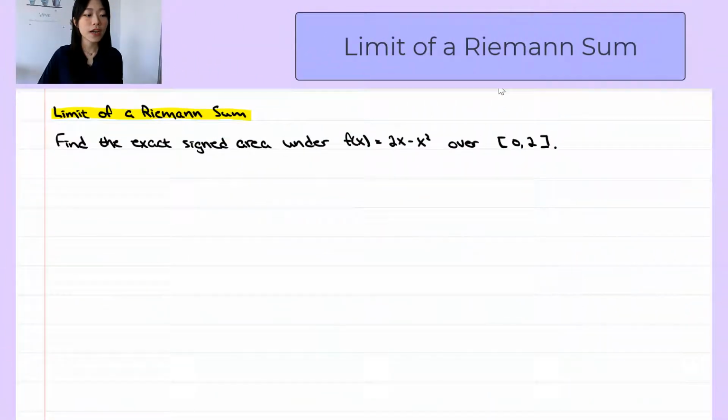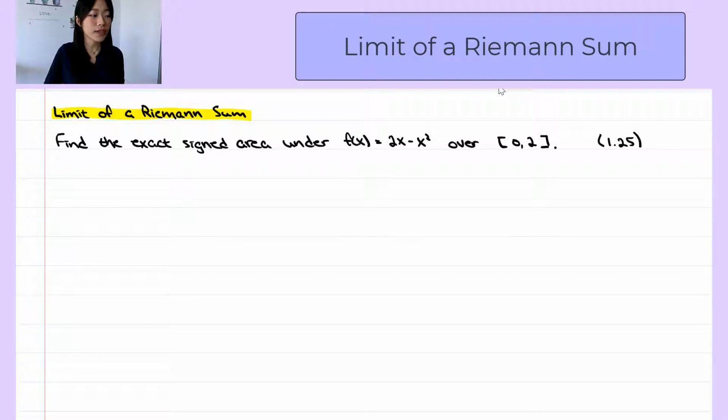So from that video, we estimated the area between the function 2x minus x squared over the interval 0 to 2. And in this video, we're going to find the exact sine area of the same curve over the same interval. Our estimation from the last video was 1.25. Let's see how close our estimation is to the true value of the sine area.